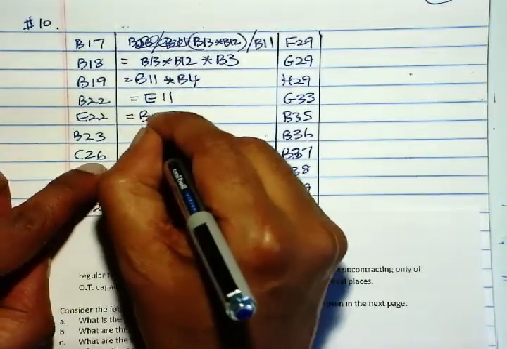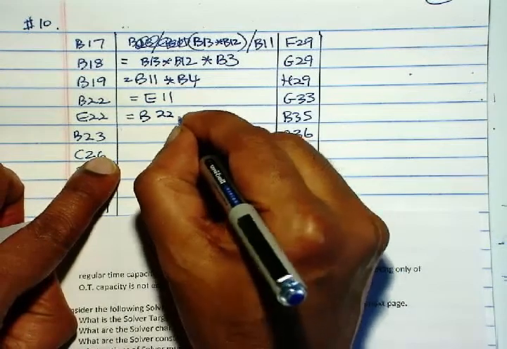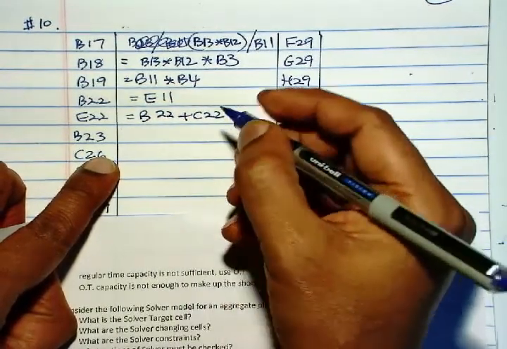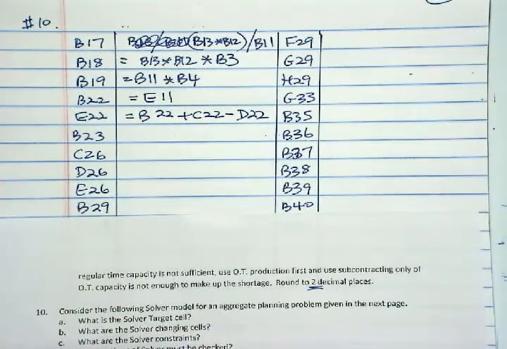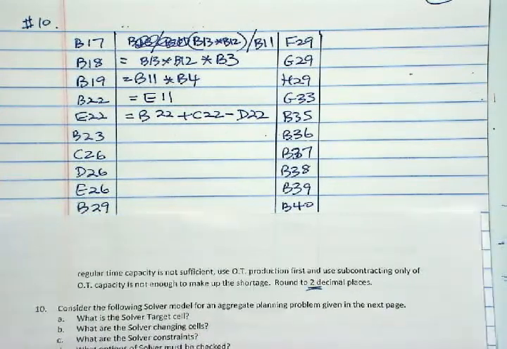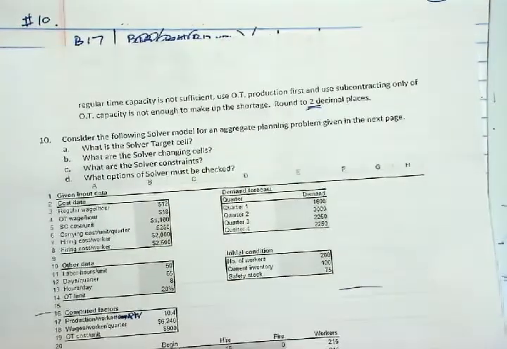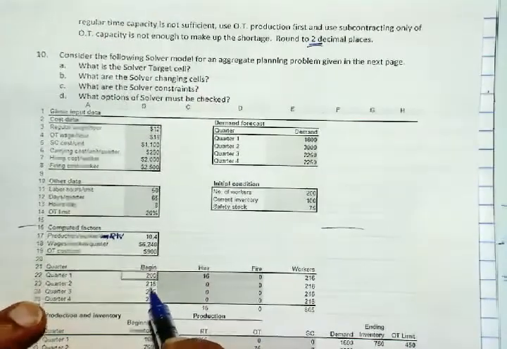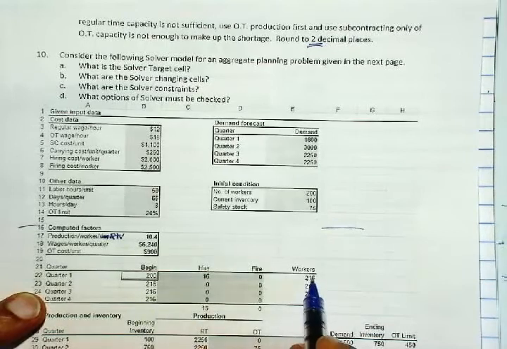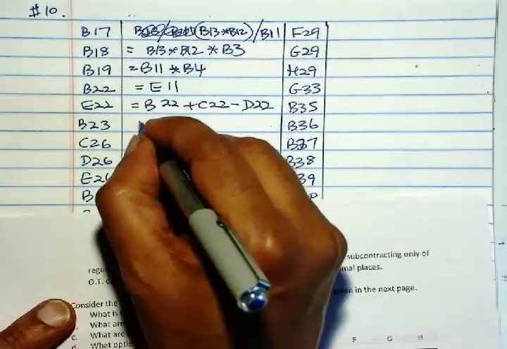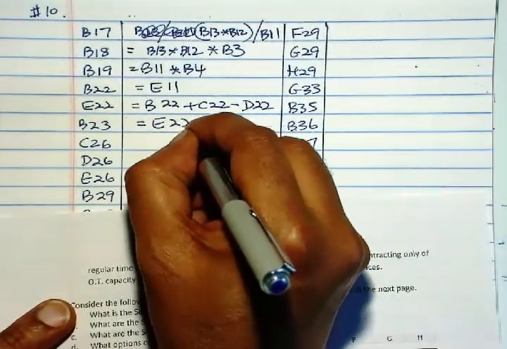So this is B22 plus C22 minus D22. Next is B23. So B23 is the beginning number of workers for quarter 2, which is the number of workers that we had in quarter 1, which is E22. So this is equal to E22.